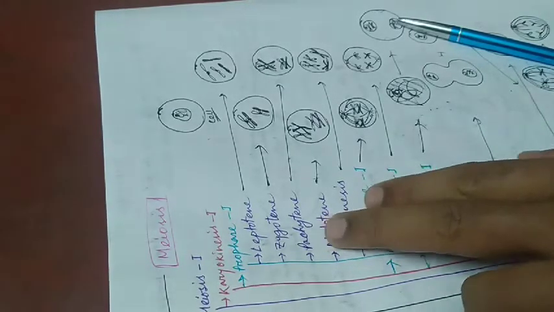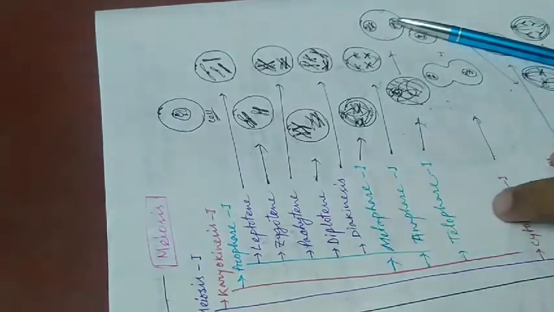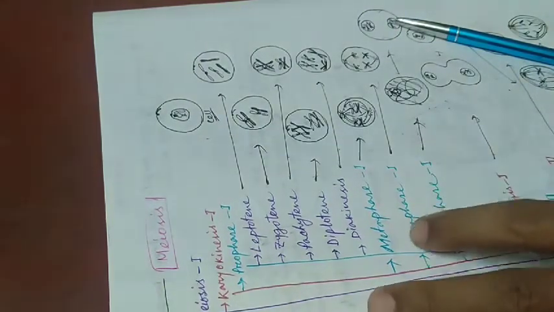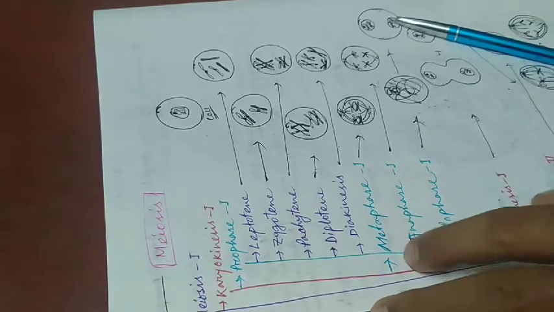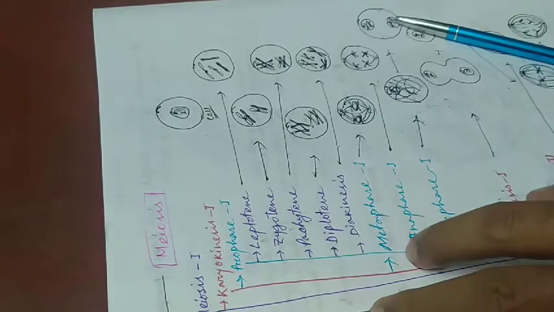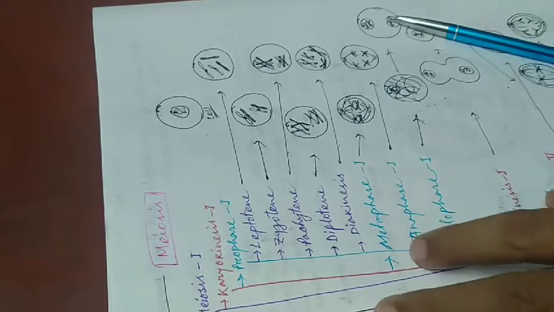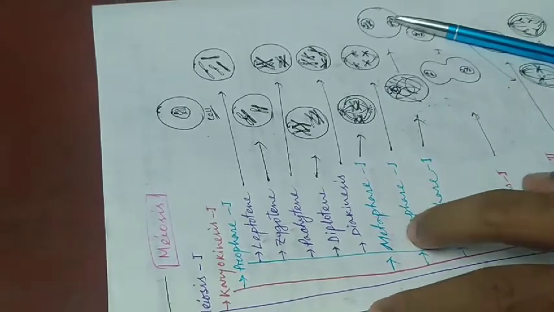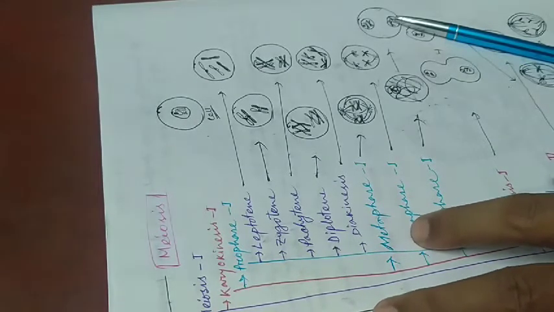Then in pachytene, at the time of dividing of the chromosomes, two non-sister chromatids cross at a point and form an X-shaped structure. This X-shaped structure is called chiasma or chiasmata.